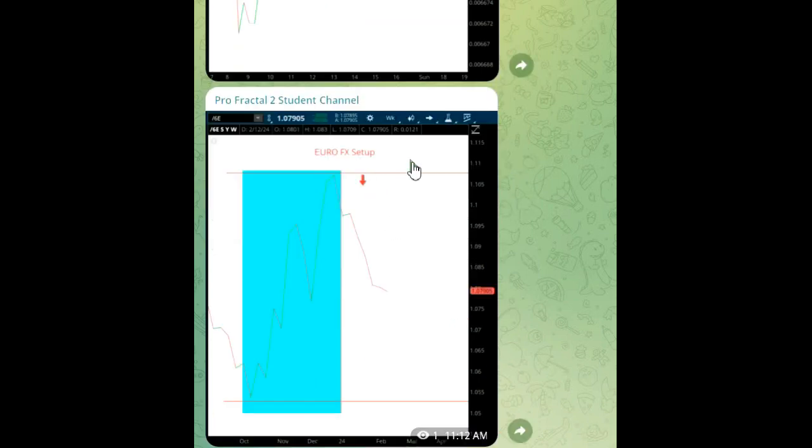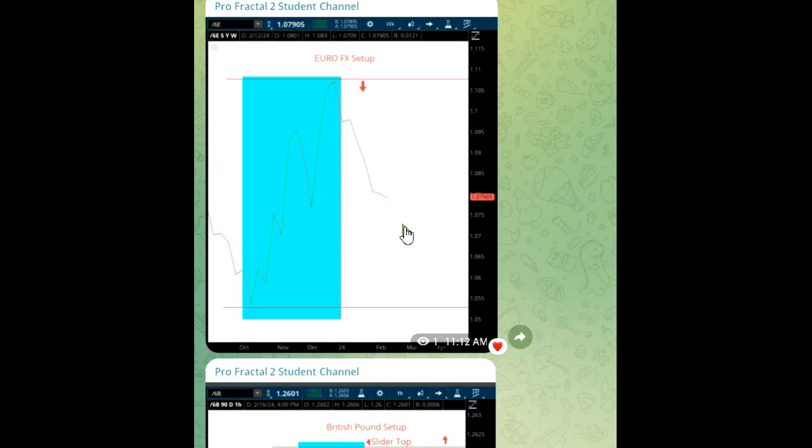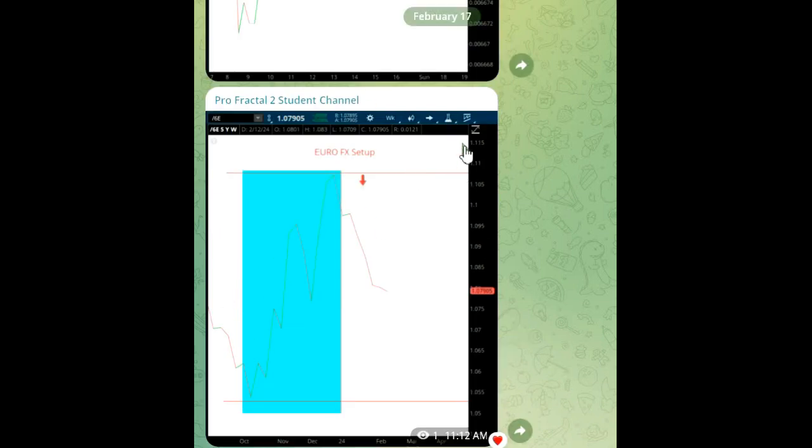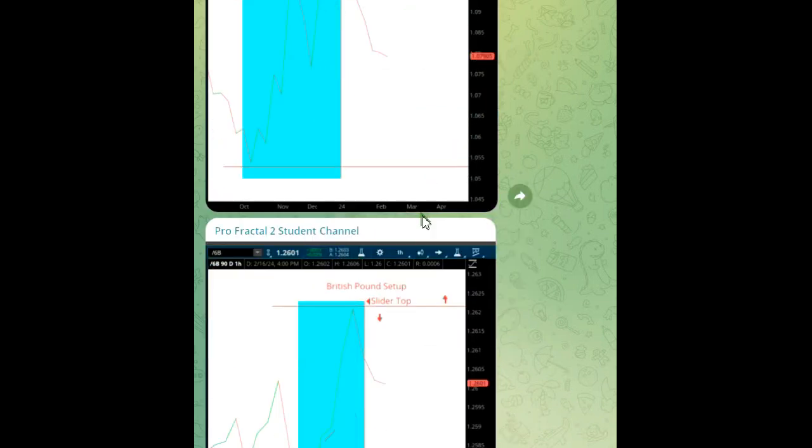Euro, 1, 2, 3, 4, 5, 6, 7. Okay, that's the top. Weekly, I think we're going to trend down more. Again, if you go above the channel, it'll trend higher.